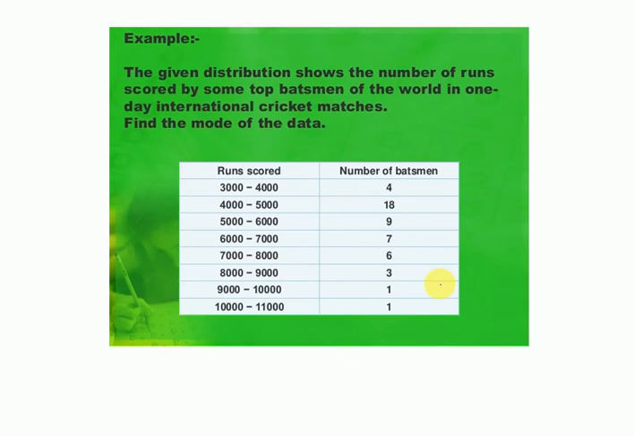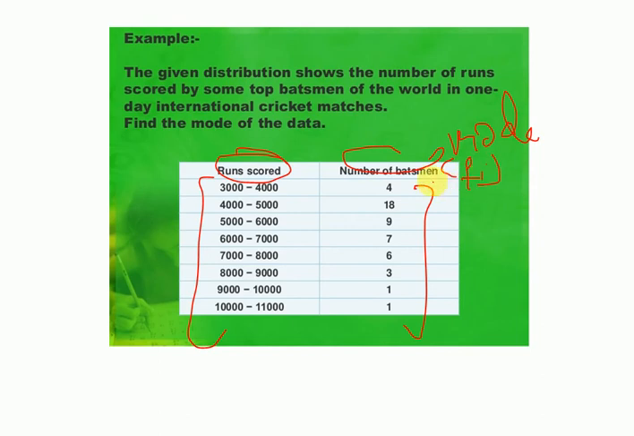Okay, here you can see the runs scored and these are the number of batsmen. We have to find the mode, right? So here you can see the most frequency in the number of batsmen column, 18 is the most frequency. So 4000 to 5000 is our modal class because it has the most frequency, that is 18. So 18 is our f1, and 4000 to 5000 is our modal class.